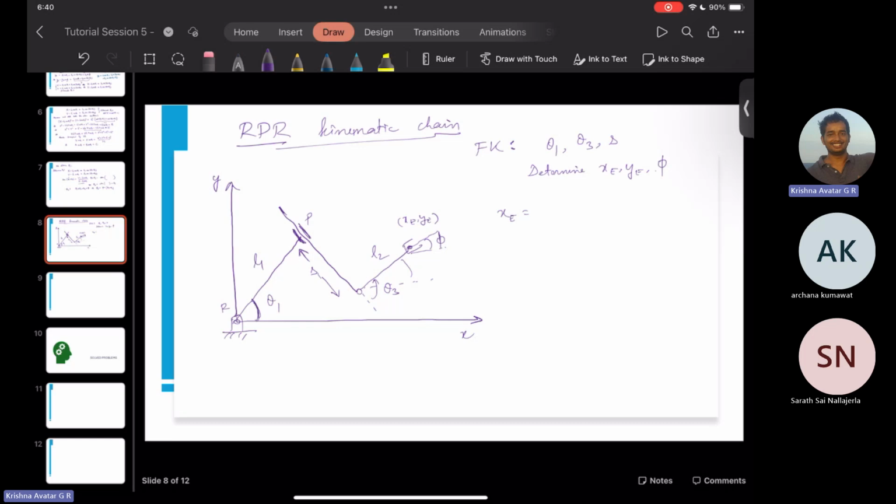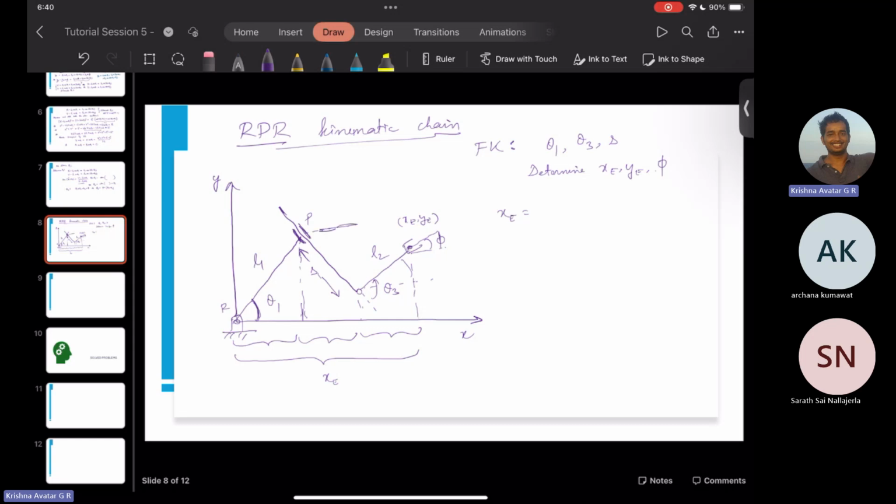So this is theta 1, fine. Our goal is to determine the x coordinate of this point here. This will be composed of three contributions: one from this, the second contribution, and this will be the third contribution, right? For the first, it's clear: L1 cosine theta 1. So this is the first contribution. For the second contribution, we need some intermediate angles, right?